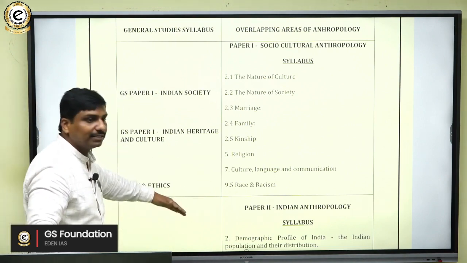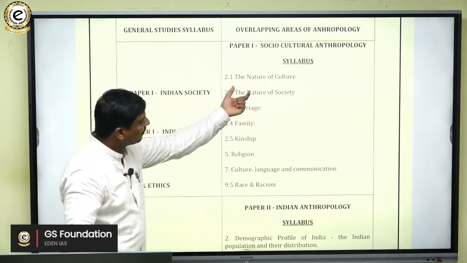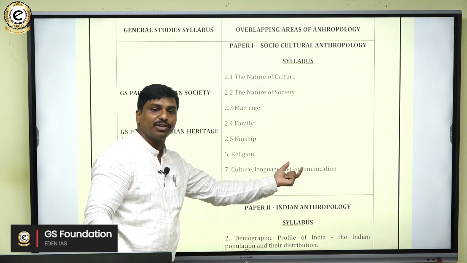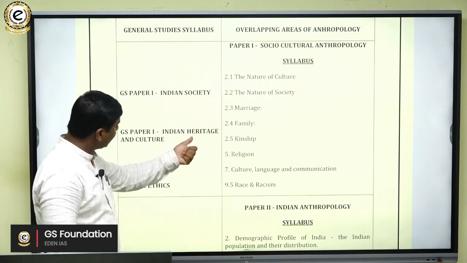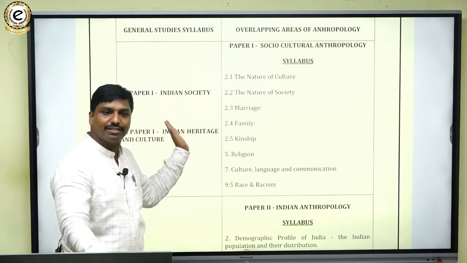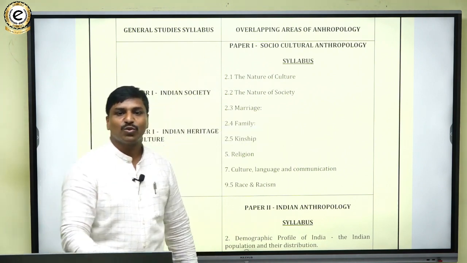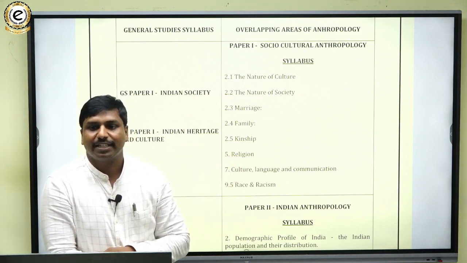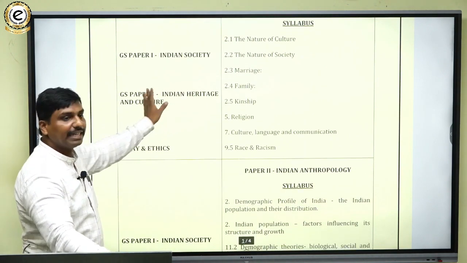If you look at the relevance of these papers, it can be seen in these topics. We have nature of culture, nature of society, marriage, family, kinship, religion, culture, language, communication, and race and racism. These topics would be repeated in Indian society, Indian culture, and essay and ethics also. If you have knowledge of these topics, you can write and perform better here, right? So things would be repeated. If you do it once, it's like hitting two birds with one shot. So this is one area where it overlaps.